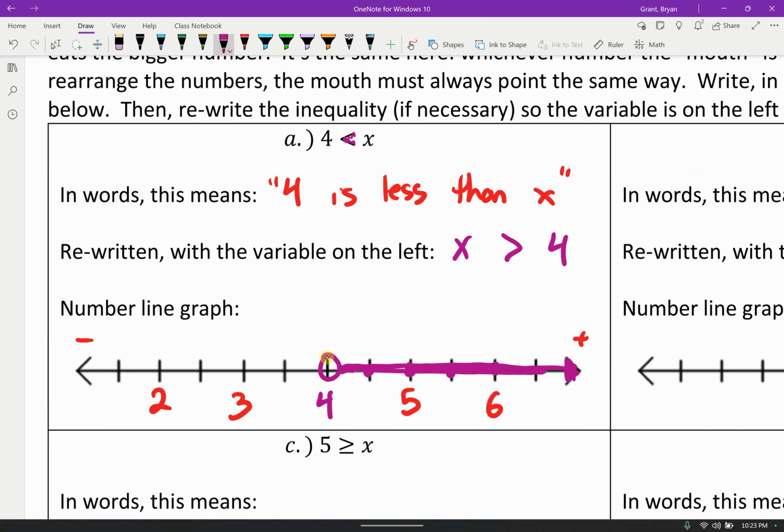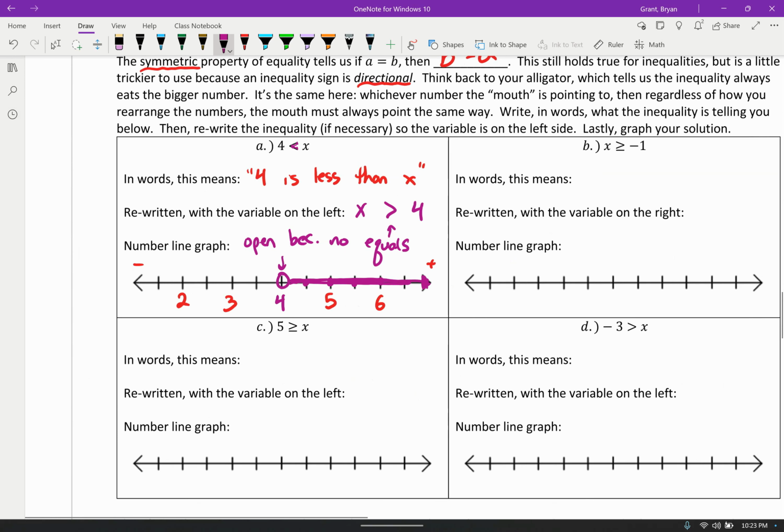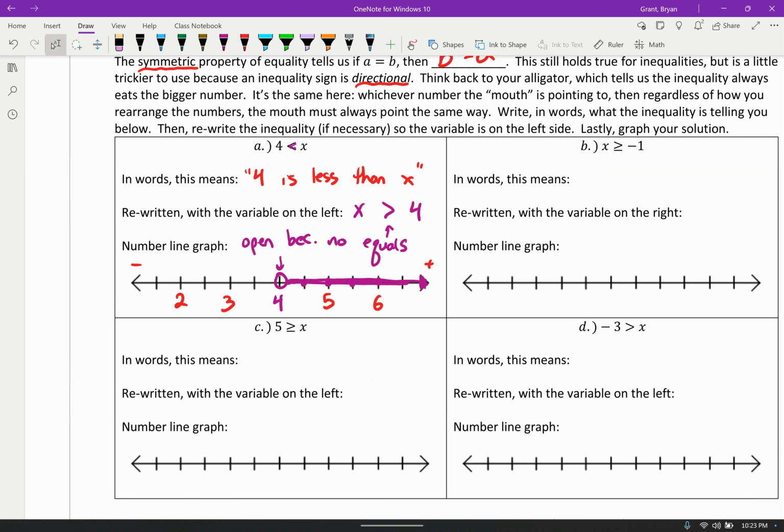Last but not least, do we fill in the circle? No, this is open because there is no equals, right? Up above, there's no equal sign. And that's that. That's about as hard as today gets. So if you have the time, why don't you go ahead and pause me and try B, C, and D. But if you don't have the time, you can definitely just keep listening and I'll keep doing the problems for you.